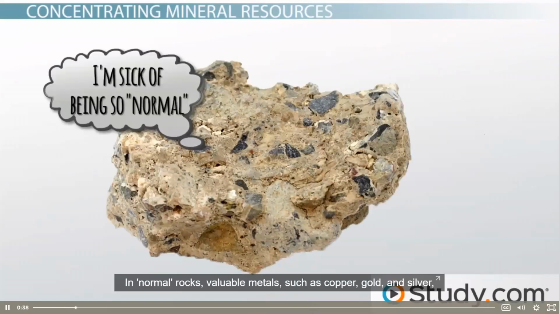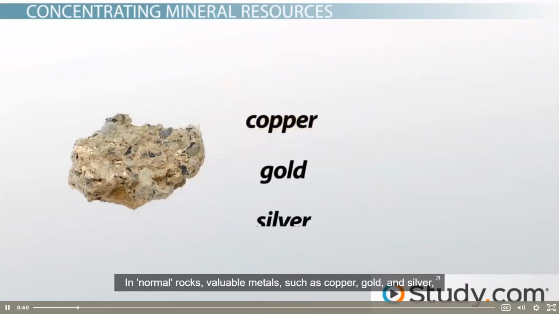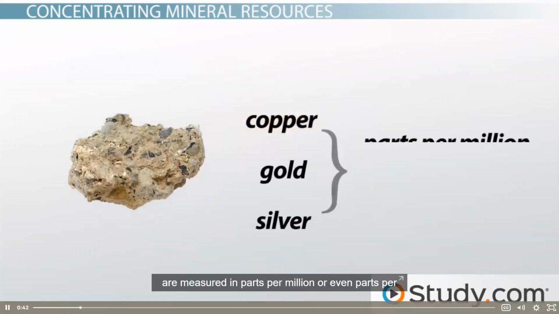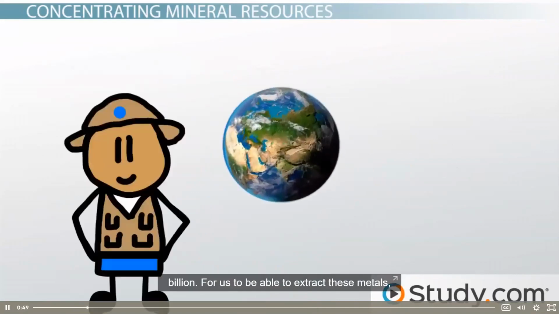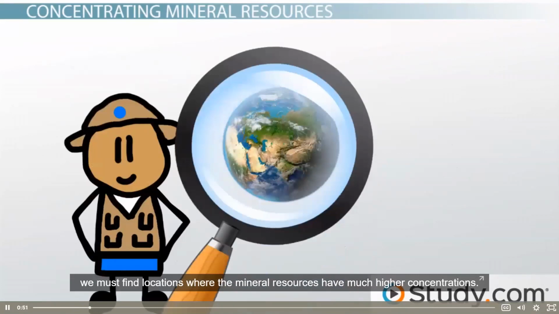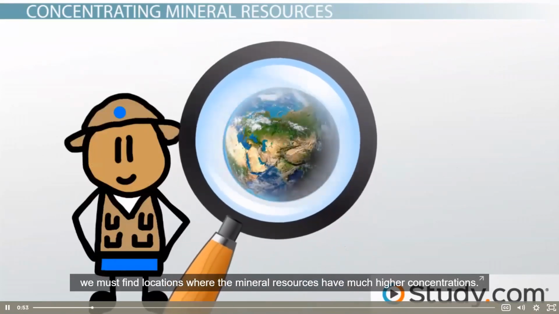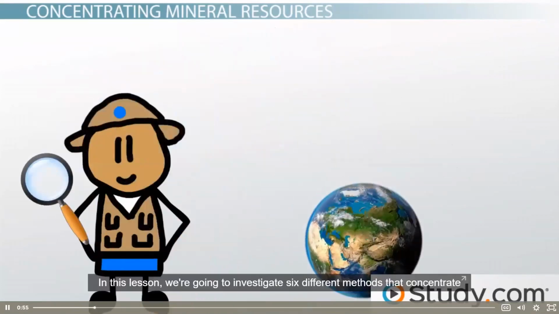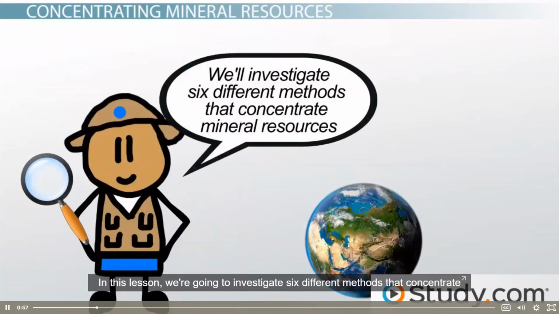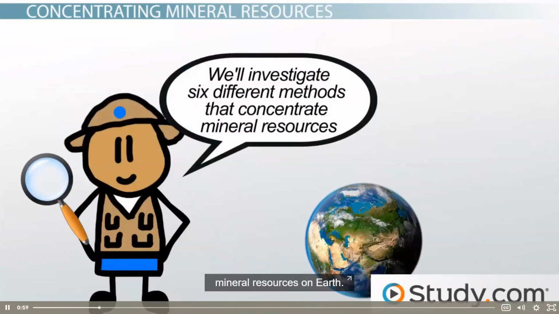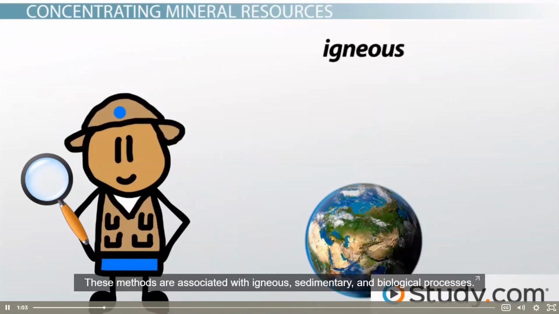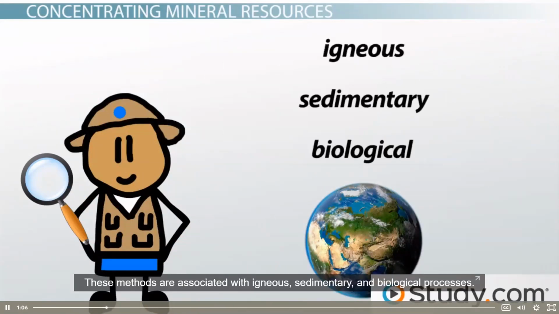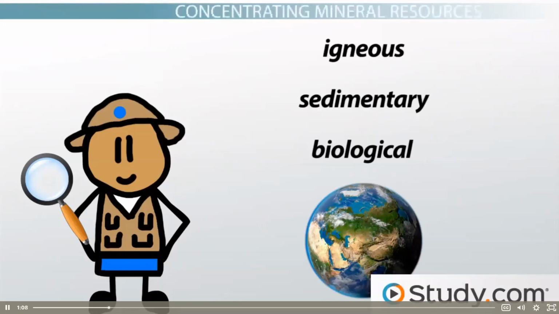In normal rocks, valuable metals such as copper, gold, and silver are measured in parts per million or even parts per billion. For us to be able to extract these metals, we must find locations where the mineral resources have much higher concentrations. In this lesson, we're going to investigate 6 different methods that concentrate mineral resources on Earth. These methods are associated with igneous, sedimentary, and biological processes.